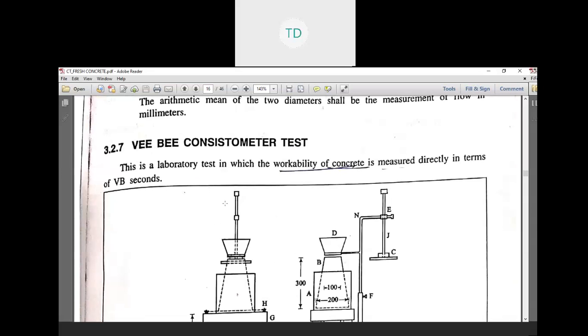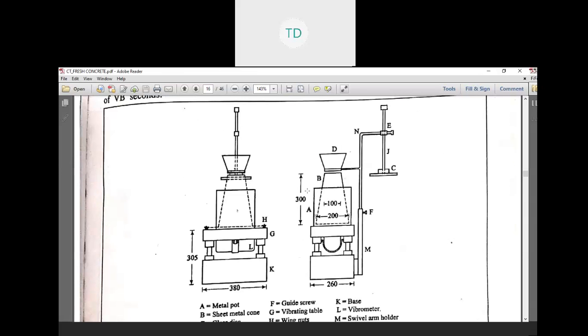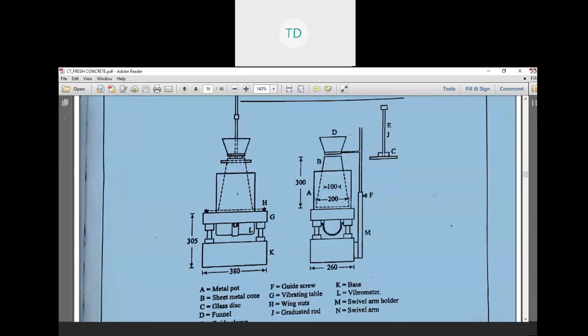This is the VB consistometer test. This is a laboratory test in which the workability of concrete is measured directly in terms of VB seconds. This is the standard apparatus. This is the apparatus used for it.